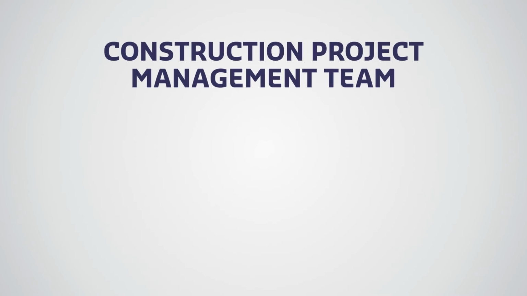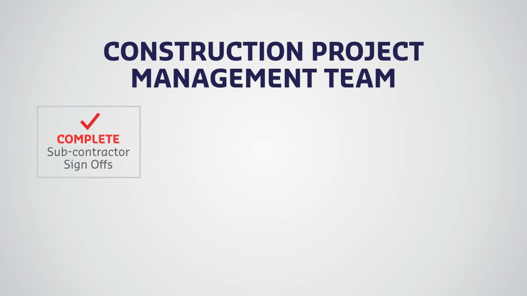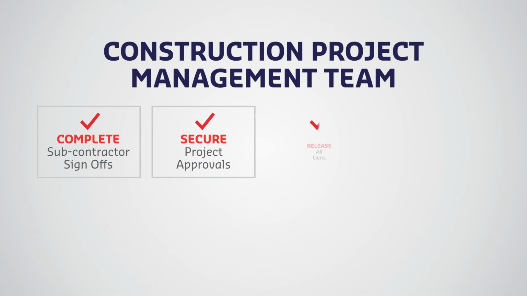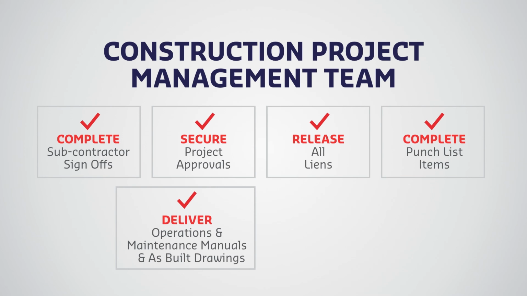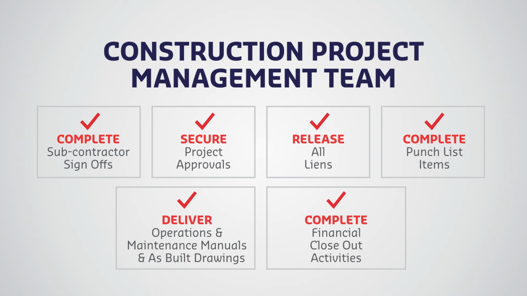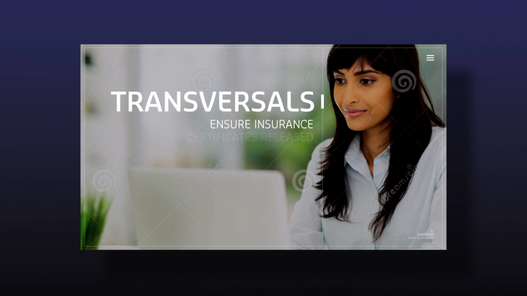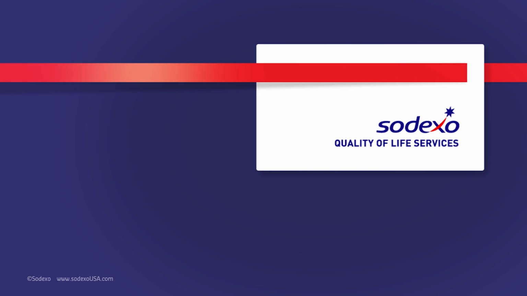The construction project management team will complete the subcontractor sign-offs, secure all project approvals from any regulatory bodies, release all liens, complete punch list items, deliver operations and maintenance manuals and as-built drawings to the client, and complete all financial closeout activities. The Transversals will ensure all insurance certificates will be released. By implementing this process for construction services, we are providing innovative solutions that promote a client-centric focus to deliver quality of life services for clients and consumers.